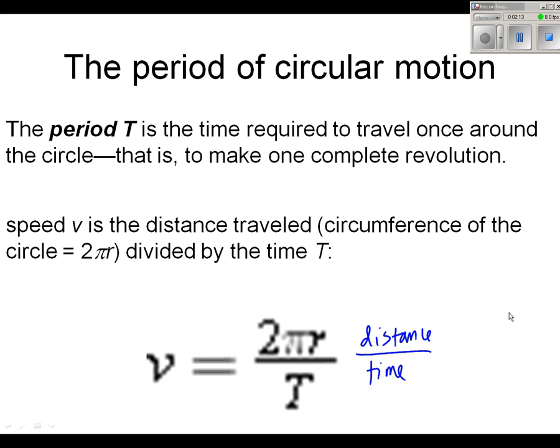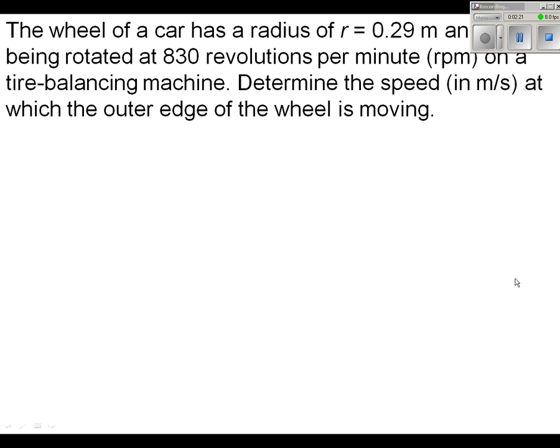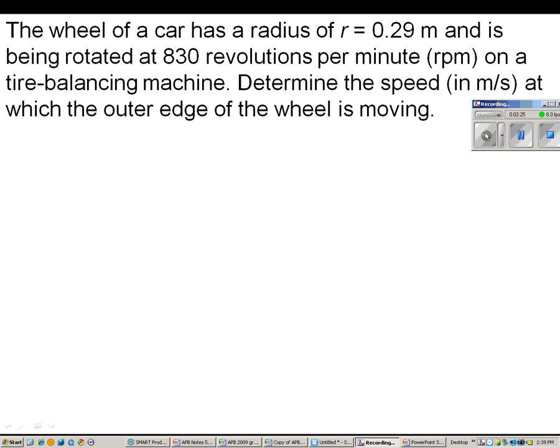This is an equation you need to put in the back of your notebook under this chapter, chapter 5. Okay, so let's go ahead and take a look at an example. We're going to do an example problem here. The wheel of a car has a radius of 0.29 meters and is being rotated at 830 revolutions per minute on a tire balancing machine. Determine the speed in meters per second at which the outer edge of the wheel is moving.